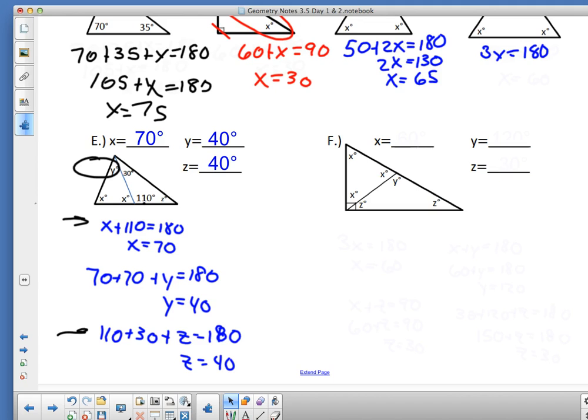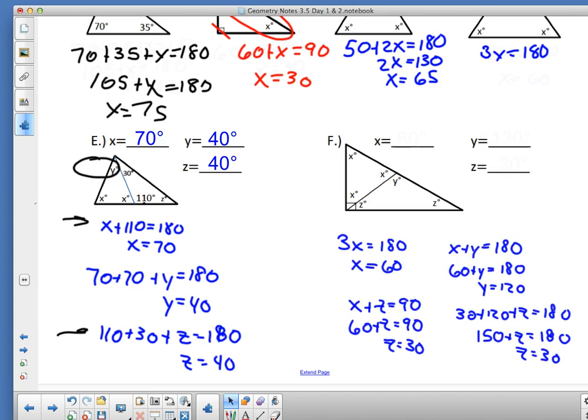Okay, this is what we got. Hopefully you're seeing it. I got X is 60 because 3X equals 180. Now, X is 60. 60 plus Y is 180, so Y's got to be 120. That's where I got X and Y. But remember, now that Y is 120, and my two Z's, 120 plus the two Z's, those two Z's got to be 60 with each other.